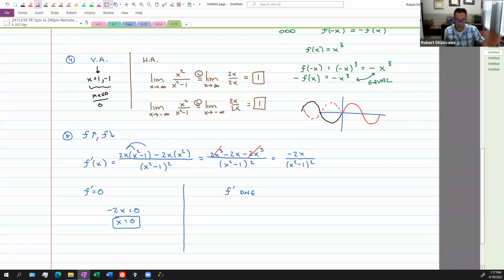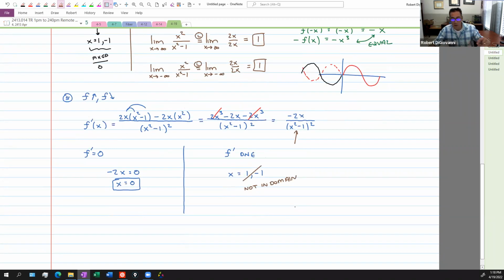And then on the other part, I need to know where it doesn't exist. There are actually 2 places it doesn't exist, 1 and -1, right? Look at that derivative. You cannot plug 1 or -1 in here. But 1 and -1 aren't even in the domain of the function, are they? They're not in the domain of the function. So how are we going to deal with this? Because these are not in the domain, so technically, they are not critical numbers.